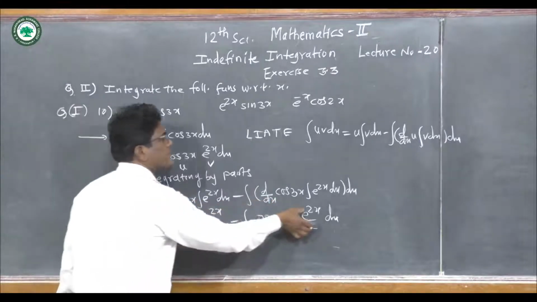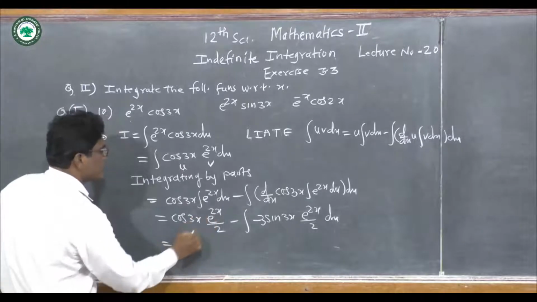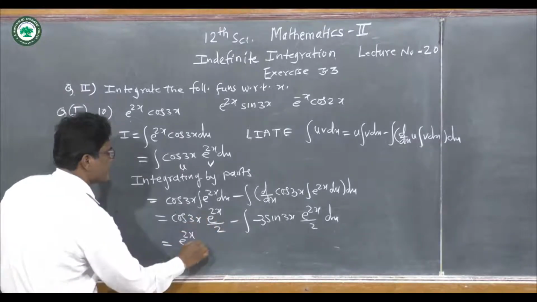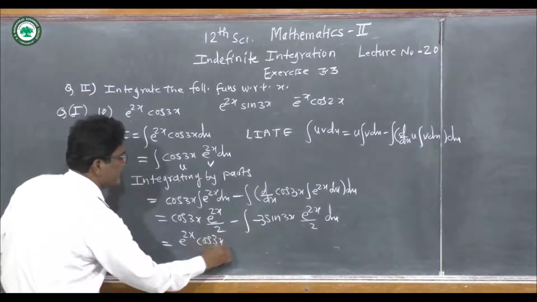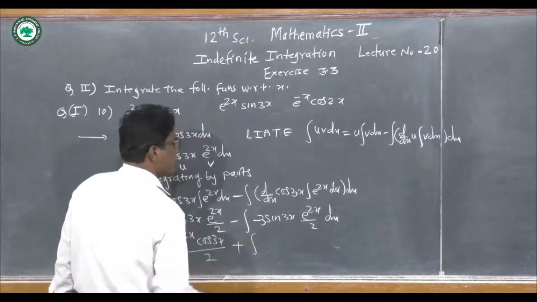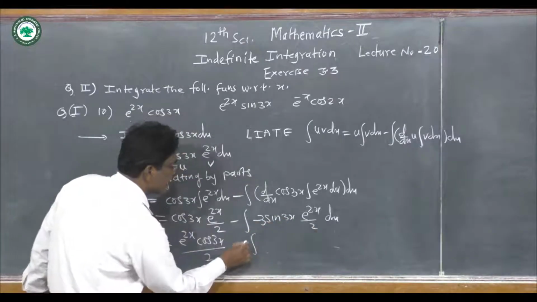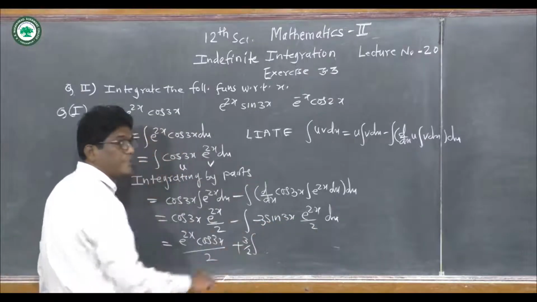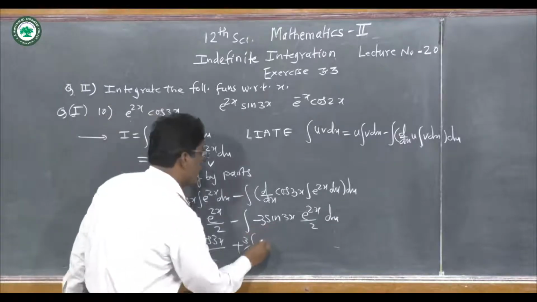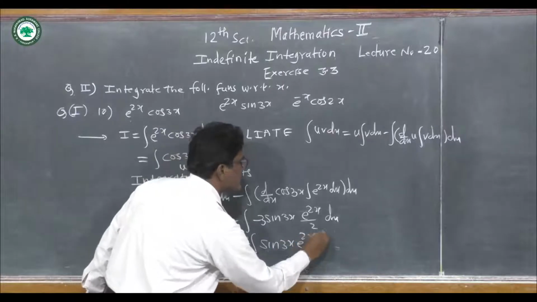So we write the same here. Now this is equal to e to the power 2x cos of 3x divided by 2 as it is, minus minus plus, the integration of this 3 by 2, which is a constant. So we write here 3 upon 2 and then take the integration. So the integration of sine of 3x e to the power 2x dx.